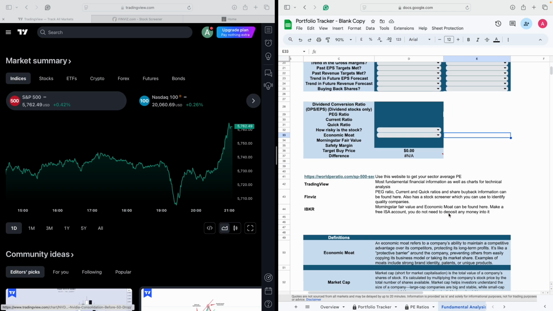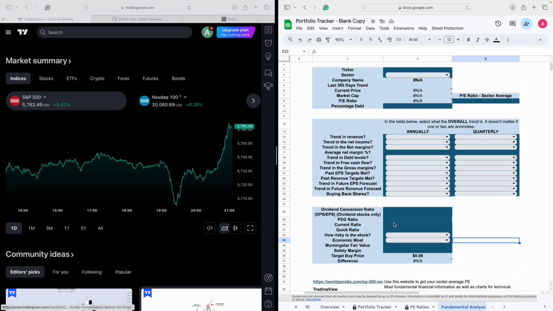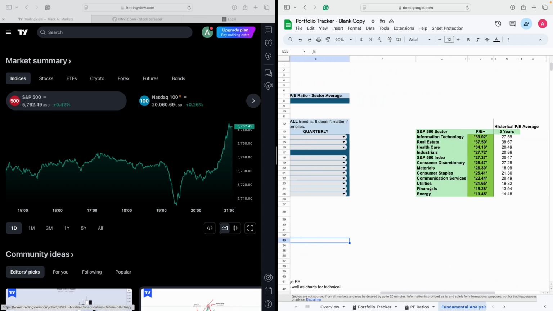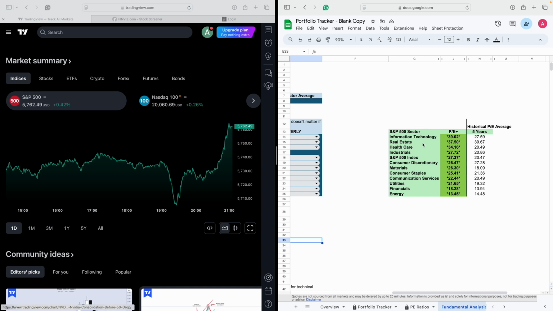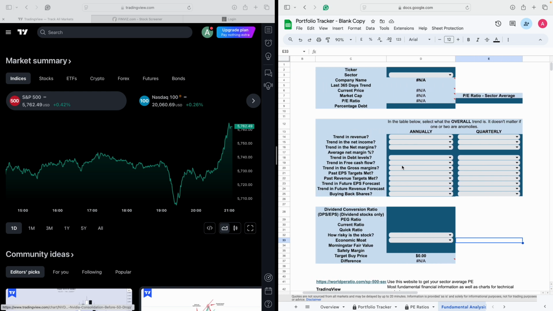The other thing is you've got some websites here, you've got some definitions here in writing, all in one page. And over here, you've got a live sector average PE, so price to earnings ratio. So you don't need to search online for it. It's all here. This automatically gets updated every day. So everything more or less is in one place. And I'll show you how to get the other information.